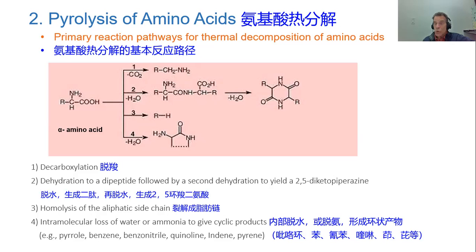Pyrolysis, what you see when you do barbecue, right? You cook under high heat, under a flame or something like this. It's a high temperature process. It actually results in a thermal decomposition of amino acids. So the amino acids get directly destroyed, right? They basically create cyclic products, pyrrole, benzene, benzonitrile, quinoline, indine, and pyrene, and the like. So the amino acids get destroyed by the intense heat from the processing.